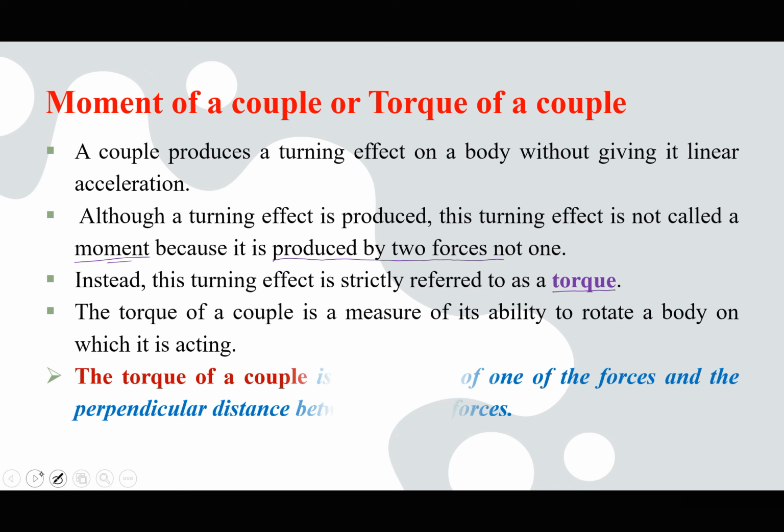But we can define torque of a couple as the product of one of the forces and the perpendicular distance between the two forces. So we get one of the forces and we multiply it by the perpendicular distance between the two forces, as we are going to elaborate. The torque of a couple, or the moment of a couple, is the product of one of the forces that make up a couple and the perpendicular distance between the two forces that constitute a couple. That's what we call the torque of a couple, or the moment of a couple. Product of one of the forces that make up a couple, because there are always two. And then the perpendicular distance between the two forces. Let's see how we arrive at that.